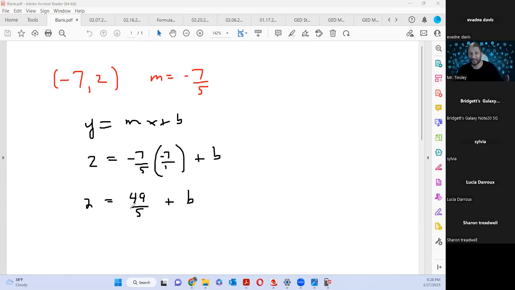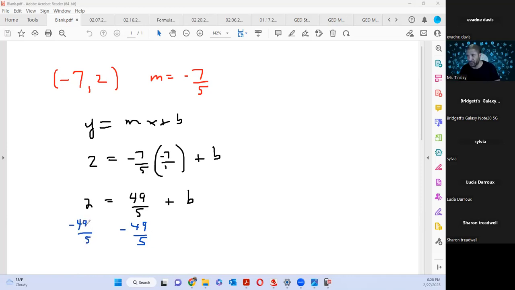That fraction. What is the fraction? Tell me what it is: 49 over 5. The mistake that people make is they want to multiply by 5 and do all this. It's just like any other thing. It's one term. So if I want to get rid of the 49 over 5, this is a positive 49 over 5, I need to take minus 49 over 5. Okay. Whatever I do on one side, I do on the other.